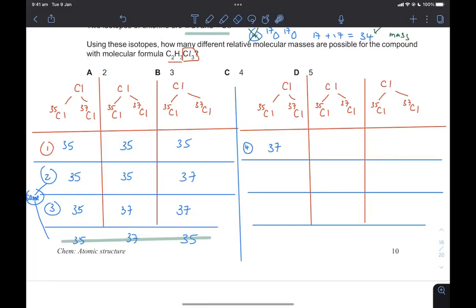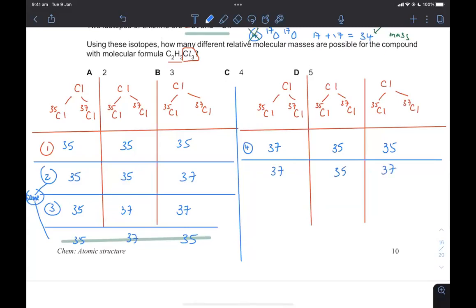Now, if that is 37, so that would be 35 and 35, possible, okay? And then I could get, what else can I get actually? I could get 37, 35, 37. I could get 37, 37, 35. And what else can I get? I could get 37, 37, 37. All right, happy so far?